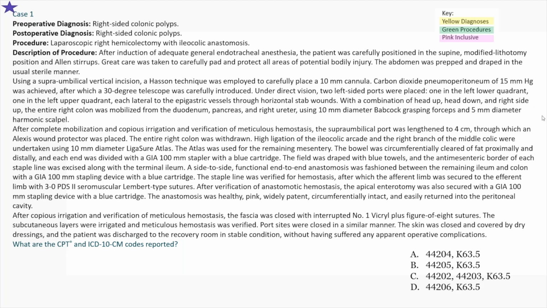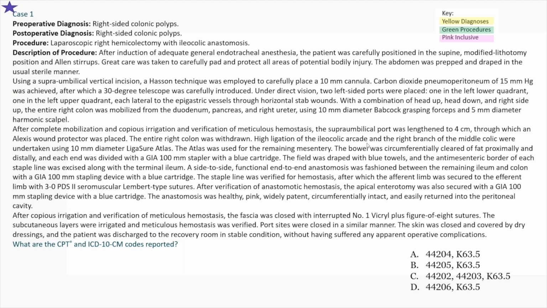Under direct vision, 2 left-sided ports were placed, one in the left lower quadrant, one in the left upper quadrant, each lateral to the epigastric vessels through horizontal stab wounds, with a combination of head up, head down, and right side up. The entire right colon was mobilized from the duodenum, pancreas, and right ureter using 10 mm diameter Babcock grasping forceps and 5 mm diameter harmonic scalpel. After complete mobilization and copious irrigation and verification of meticulous hemostasis, the supraumbilical port was lengthened to 4 centimeters, through which an Alexis wound protector was placed. The entire right colon was withdrawn.